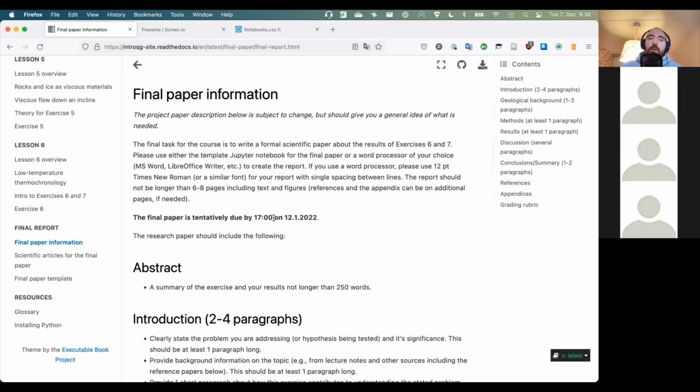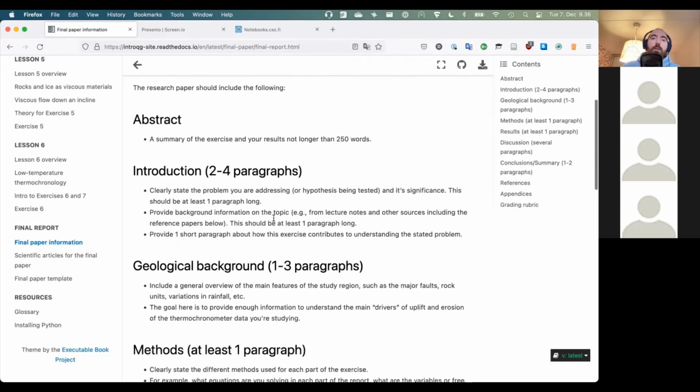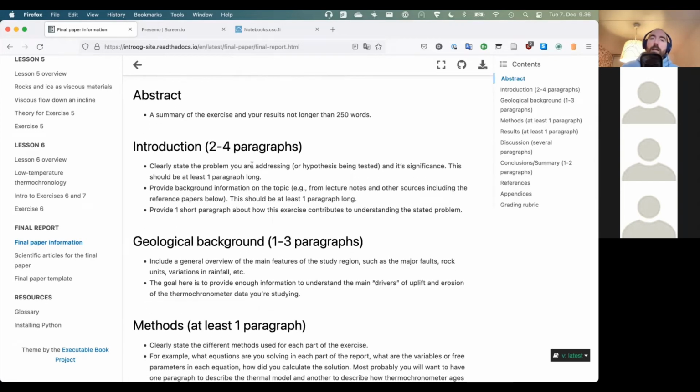So what it should cover is presented down here below. These are the main sections. There should be a short abstract, no more than 250 words. It summarizes what you've done in the exercises and your main findings from your investigation of this data using the numerical model that you'll produce.